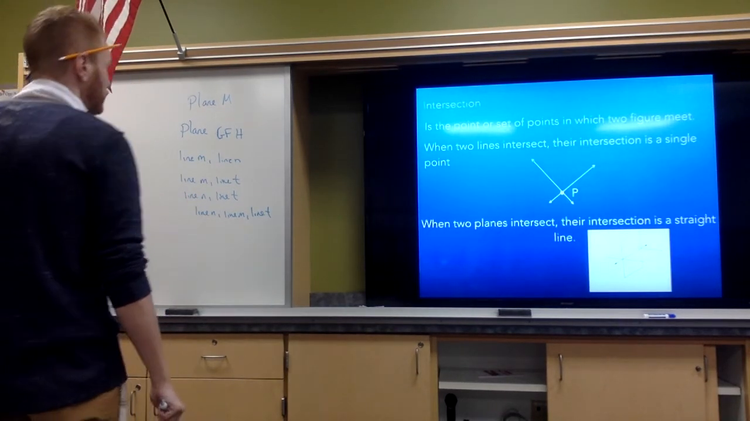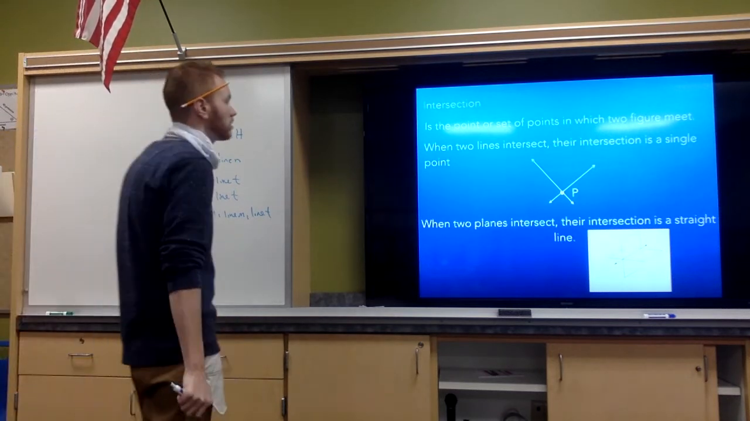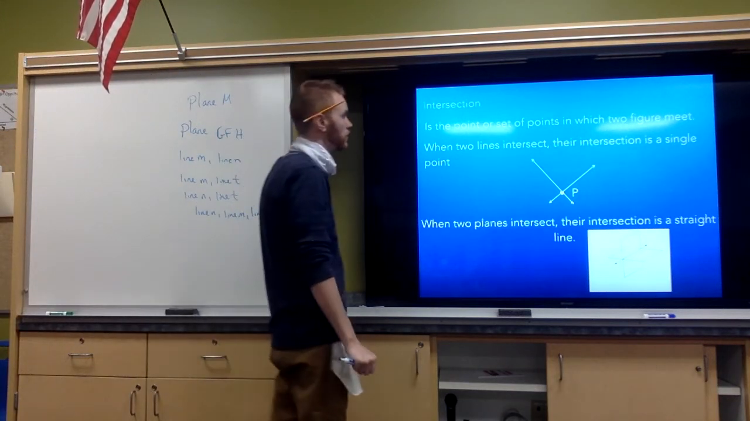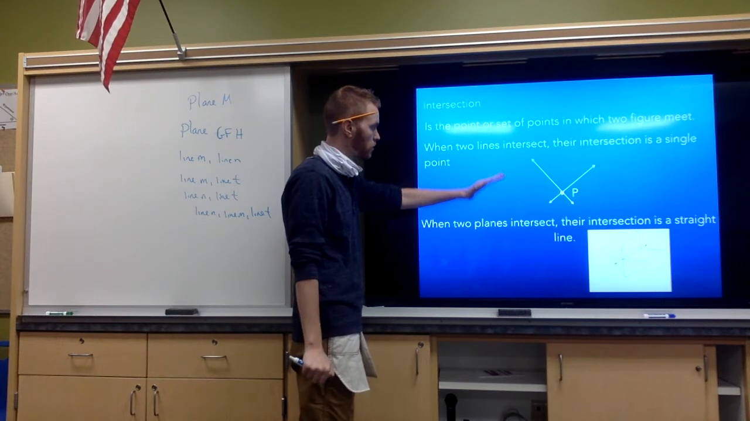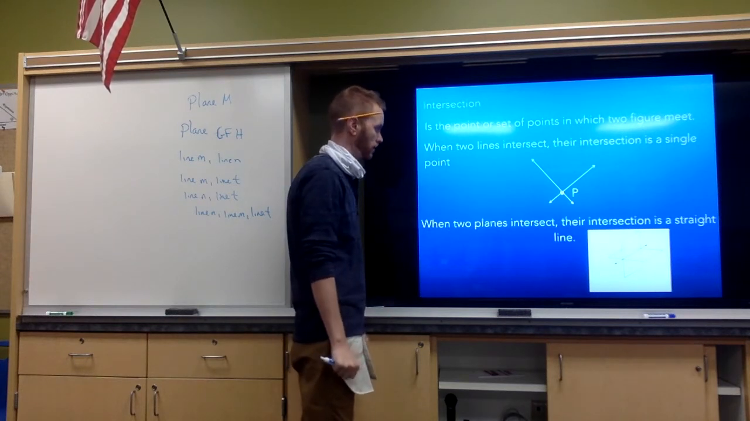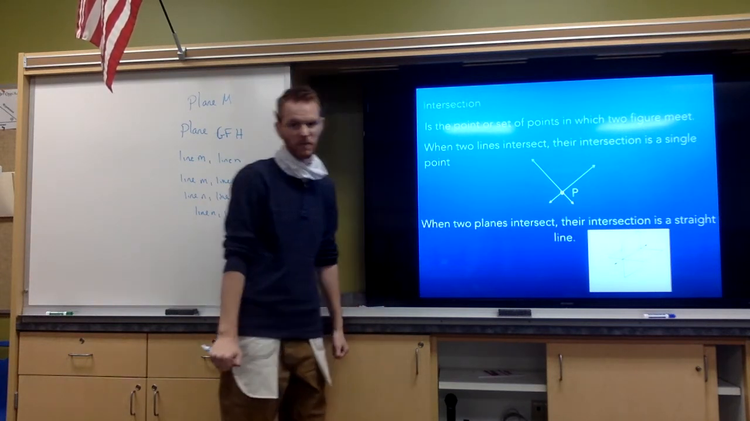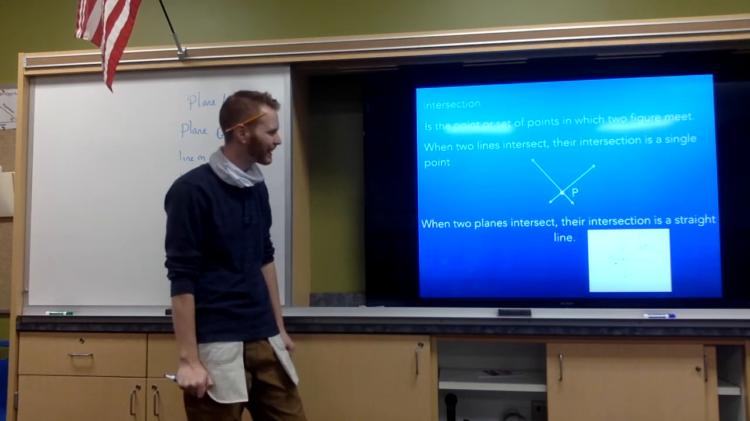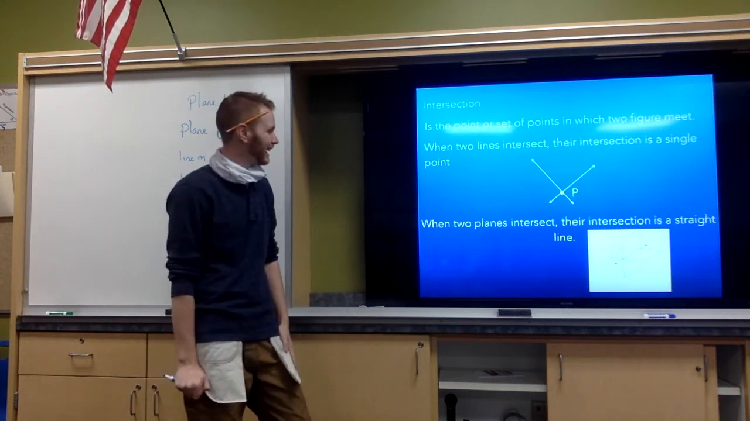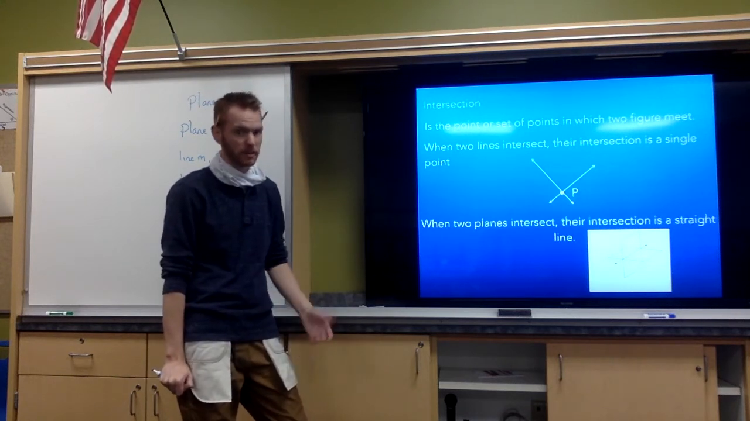Okay, intersection. The intersection is just the point where two figures meet. So for the first one, the intersection of two lines is a point. I think that's very simple. I think we know that. I hope we know that. The intersection of two planes is a little bit different.